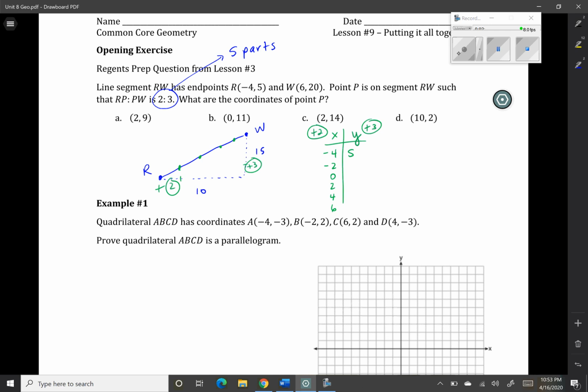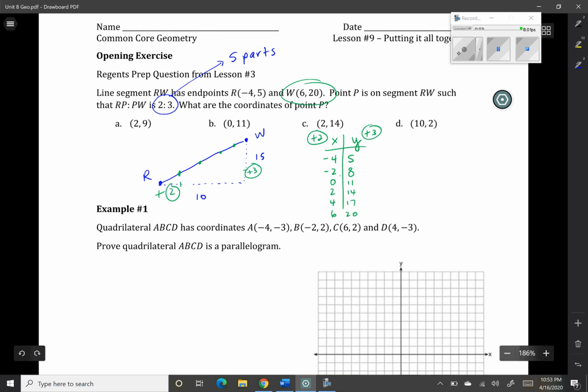If I do the same thing in the Y column, add 3 to 5, I have 8. Add 3 to 8, I have 11, 14, 17, and then 20. Notice I'm stopping at the point 6, 20 because that's the last point on my line segment. So now I want to choose a point here that's going to separate this into 2 parts versus 3 parts. The point 0, 11 is going to do that. See, I have 2 points above and 3 points below 0, 11, so 0, 11 winds up being my answer.